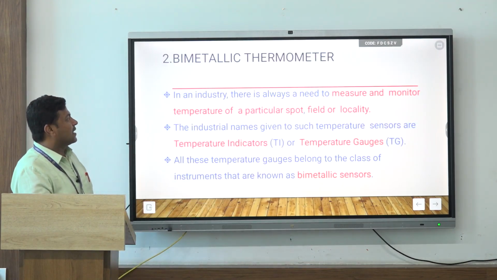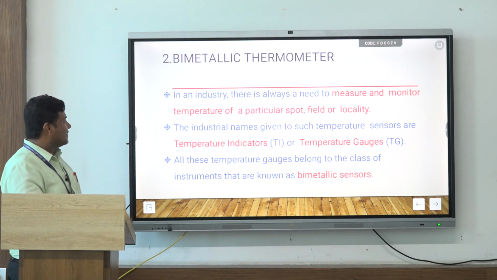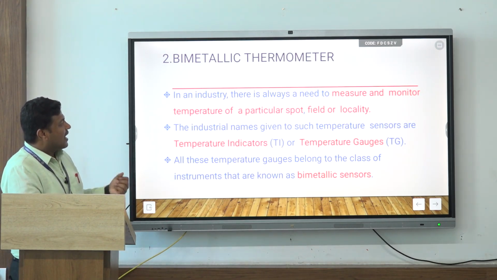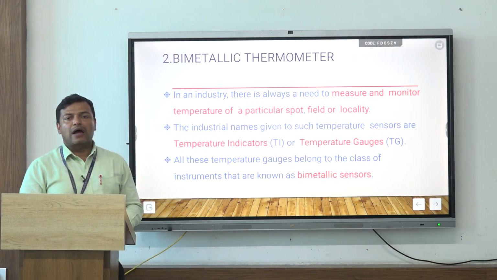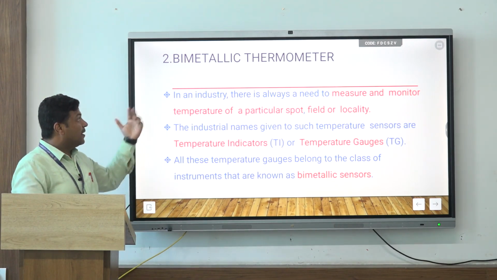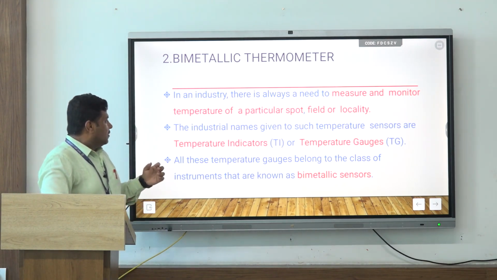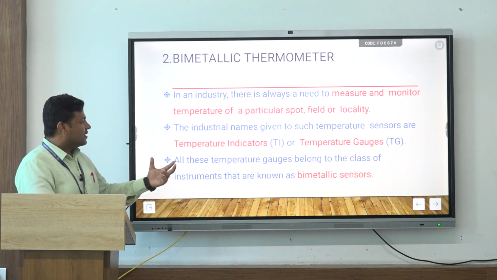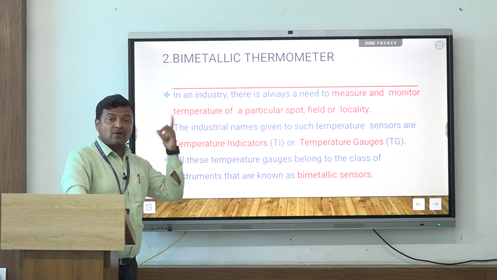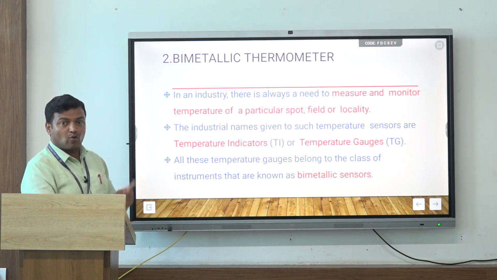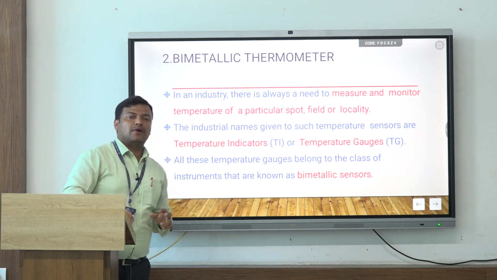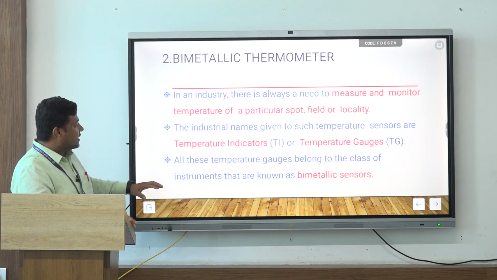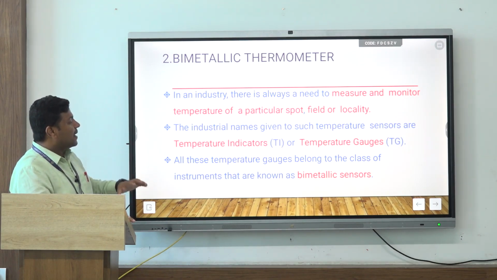Next one, bimetallic thermometer. In an industry there is always a need to measure and monitor the temperature of a particular spot, field or locality. There are various sections where we have to measure the temperature. At that point, the bimetallic thermometer is most useful. The industrial names given, such as temperature indicators and temperature gauges, are most important. If your employees don't know which equipment is called what, then they are unable to detect the perfect parameter for a particular commodity. All these temperature gauges belong to the class of instruments known as bimetallic sensors.